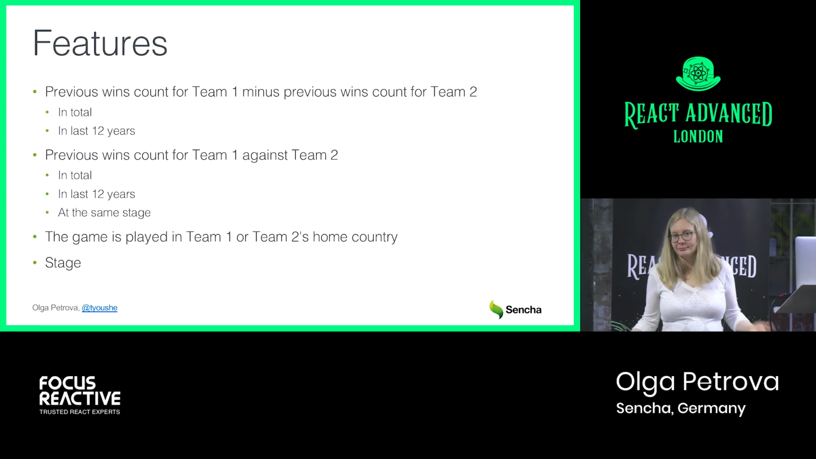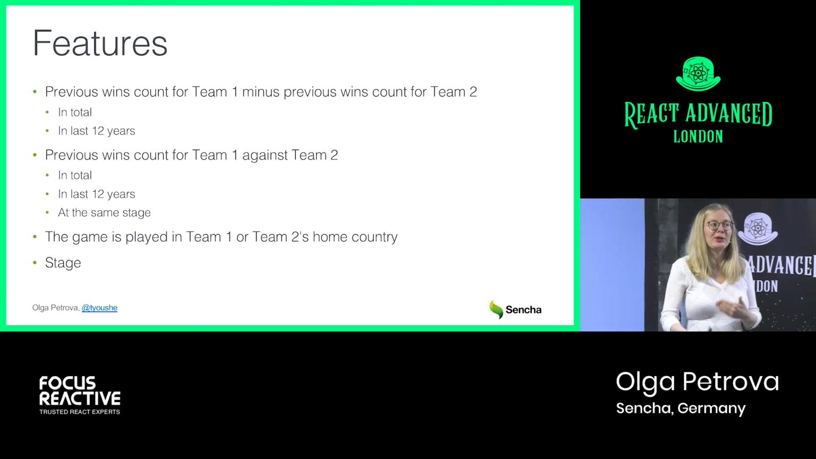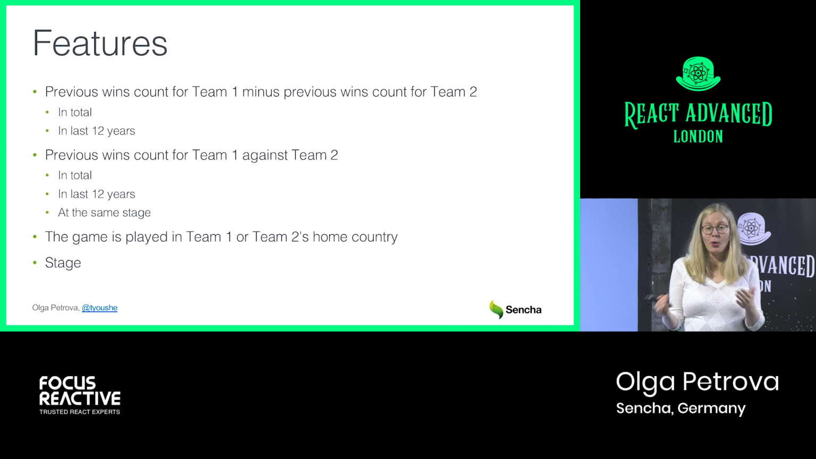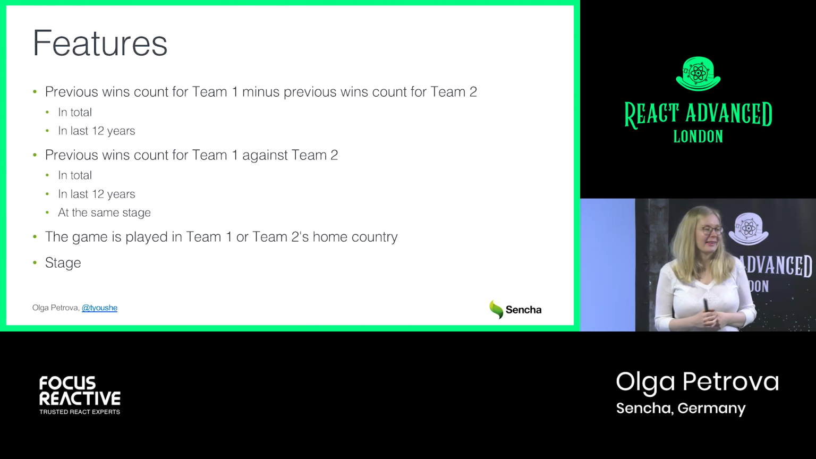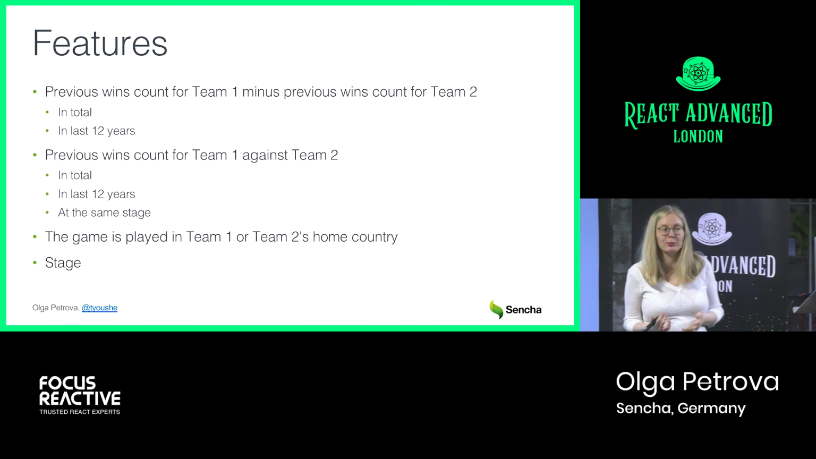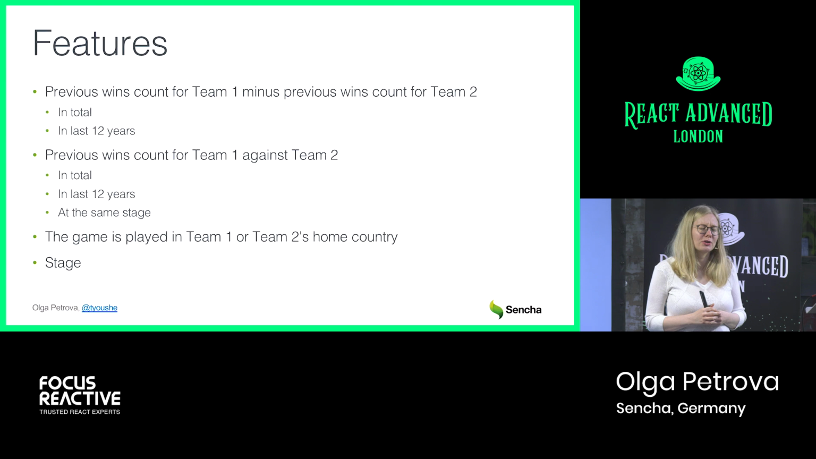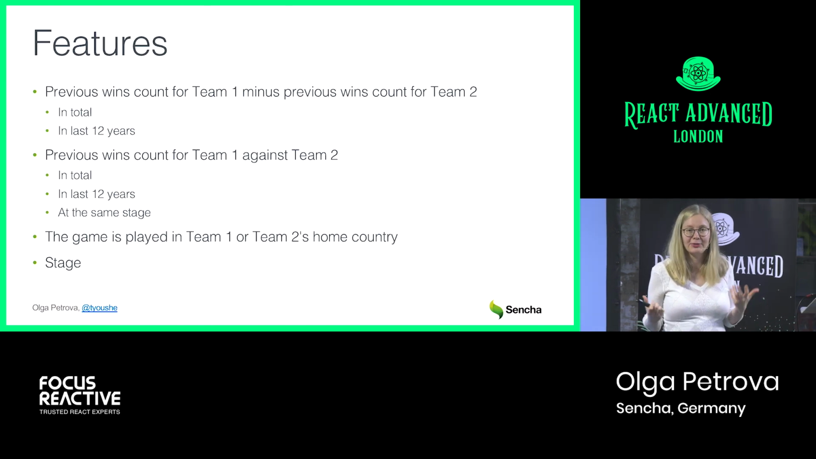So, first of all, I need to define features that will be used in my model, like what parameters might influence the result of a football game. And football, I mean soccer game, not American football. So what parameters, what features could be used? I spent actually a lot of time trying to find suitable, nice features, and I ended up with the following list.